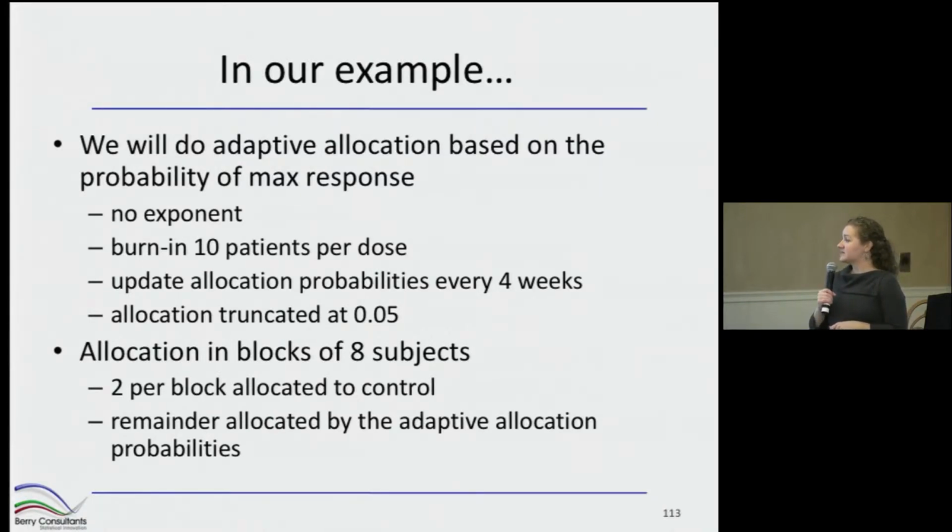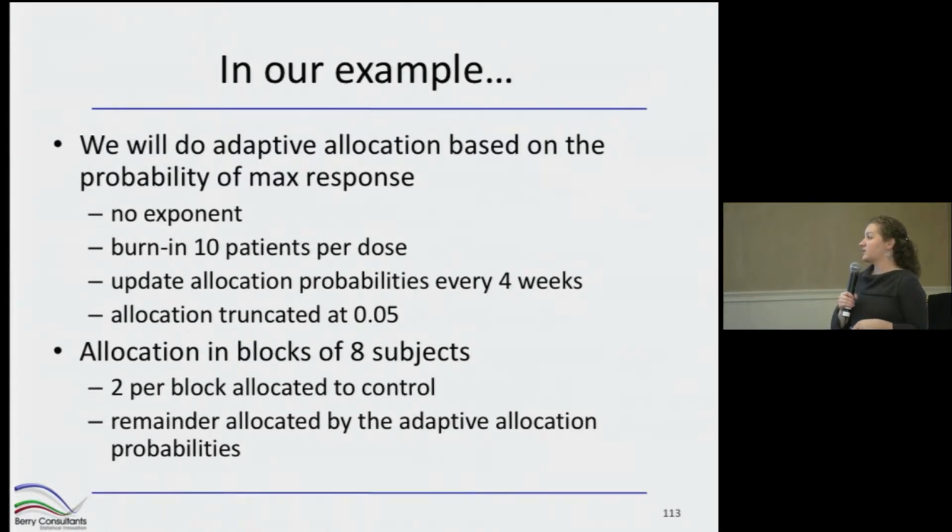In these trials where we do adaptive allocation, how we treat the control arm turns out to be really important. Remember, our final analysis is relative to control. We're comparing the response rate of our best dose to control, and in order to make a good comparison there, we need control patients. So we want to make sure that we don't allocate away from control.